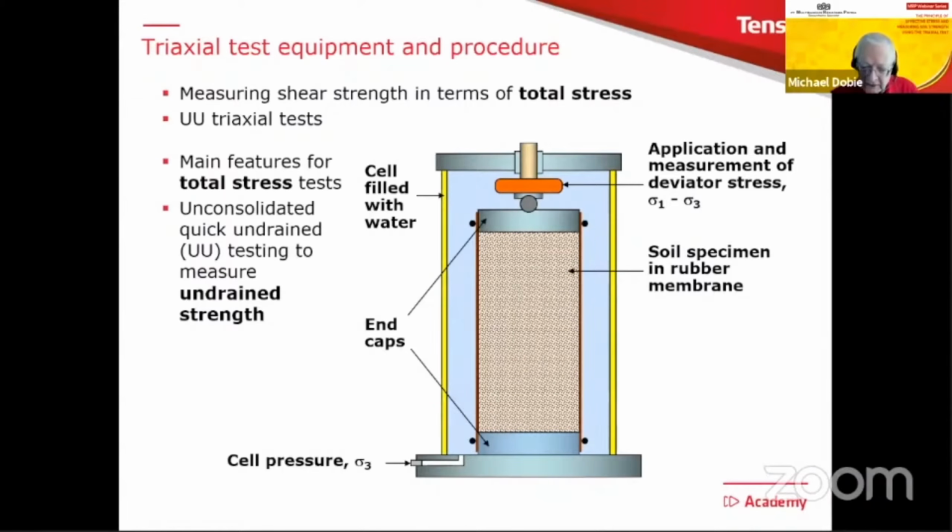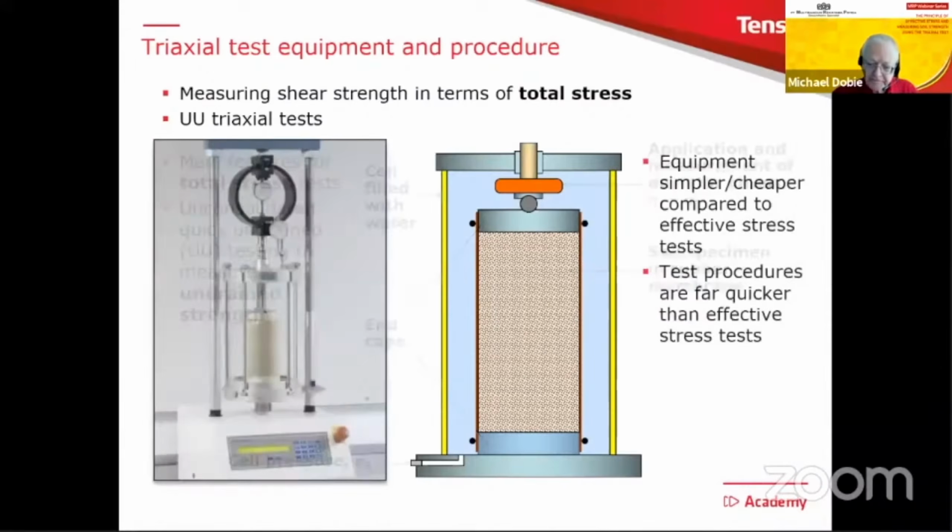The main elements are that we have a cell, and inside the cell, there is our soil specimen. And we apply a cell pressure down the bottom there called sigma 3. And having done that, we can then fairly quickly apply what's called the deviator stress on the top, which is therefore sigma 1 minus sigma 3. And we do that until it fails. And from this, we measure the undrained shear strength.